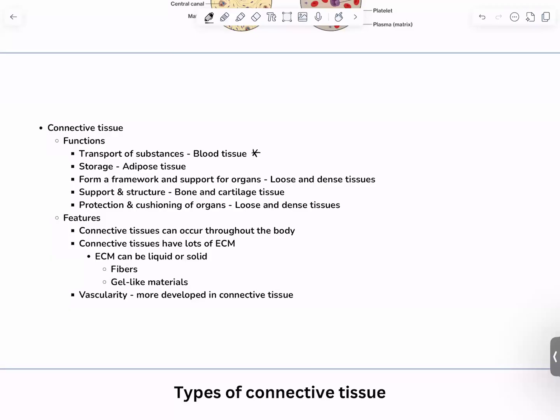We have adipose tissue. It stores the lipid molecules. We have some structures such as loose and dense connective tissue, and I'm going to mention something important about them that you need until the end of the physiology classes. We have the bone and cartilage for the support and structure of the human body, and also protection again with the loose and dense connective tissue. Loose and dense connective tissue are very important, and you have to remember them very well.